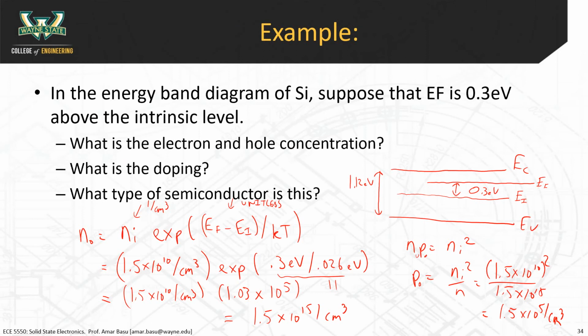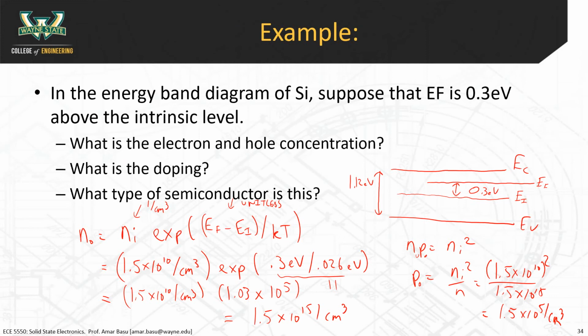And what type of semiconductor is this? It's an n-type, right? Why is it n-type? More electrons. There's more electrons than holes. You can also say the Fermi level is positioned above the intrinsic level, so it's n-type. More electrons than holes is also a valid answer.